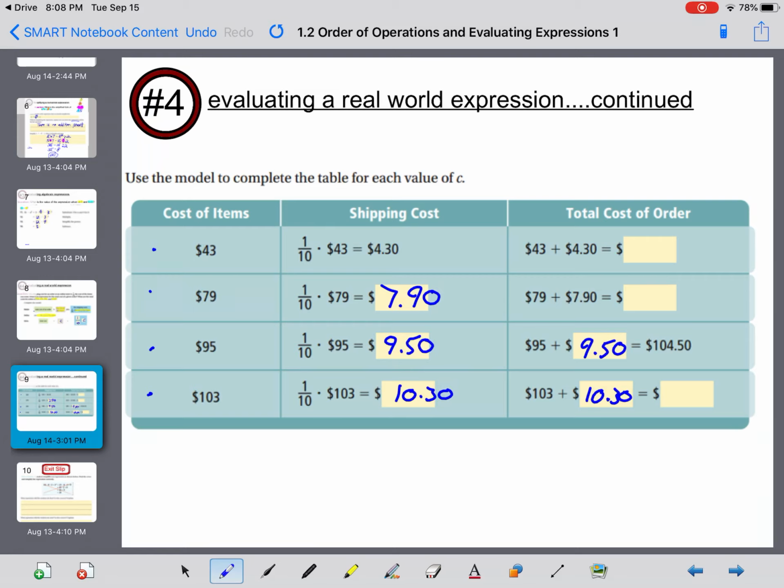43 plus $4.30 makes $47.30. 79 plus $7.90 makes $86.90. $95 plus $9.50 makes $104.50. And $103 plus $10.30 makes $113.30.